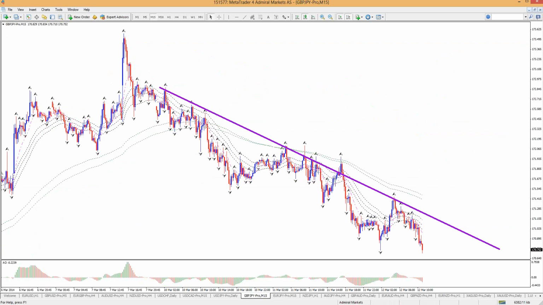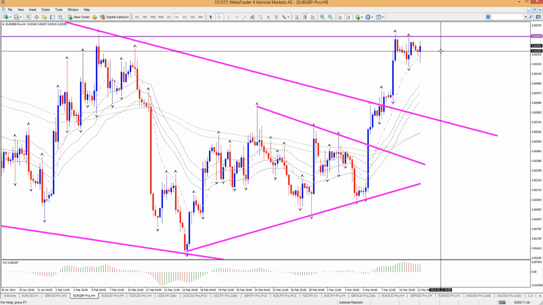Although I like the pound yen probably a bit more for the pullback. But we'll have to keep an eye on the euro pound as well.